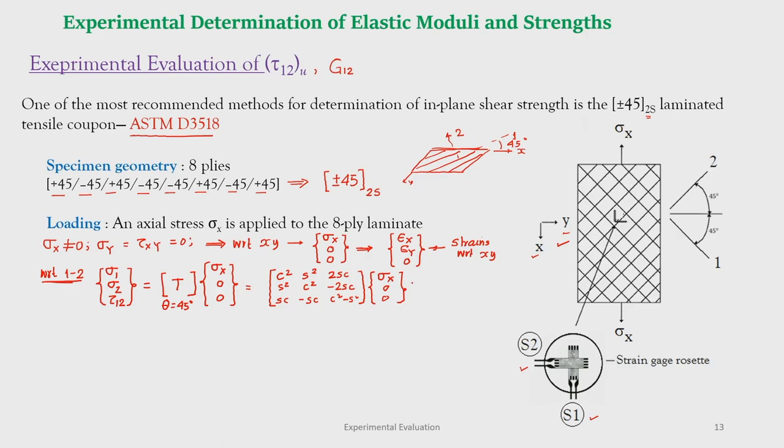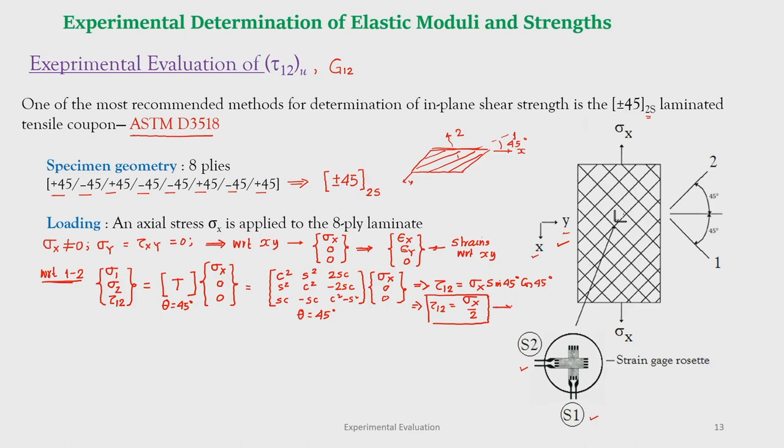So, from this, if we put theta equal to 45 degree, we get tau 1 2 is actually sigma x sin 45 degree into cos 45 degree, which implies tau 1 2 is equal to sigma x by 2. That means, when we apply sigma x, there is no sigma y or tau x y, only sigma x is applied, that leads, in the material direction 1 2, to a shear stress tau 1 2, which is sigma x by 2. Suppose this is our equation number 1.